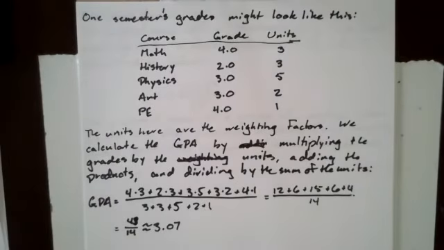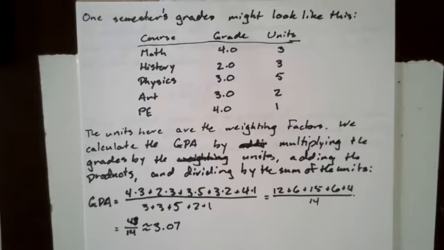So one semester's grades might look like this. For math, you've got an A, because we all know you're getting A's in math, with 3 units. History, you got a C there. Again, that's 3 units. Physics, you got a B, 5 units. Art, you got a B, that's 2 units. And phys ed, you got another A, that's 1 unit. The units here are the weighting factors.